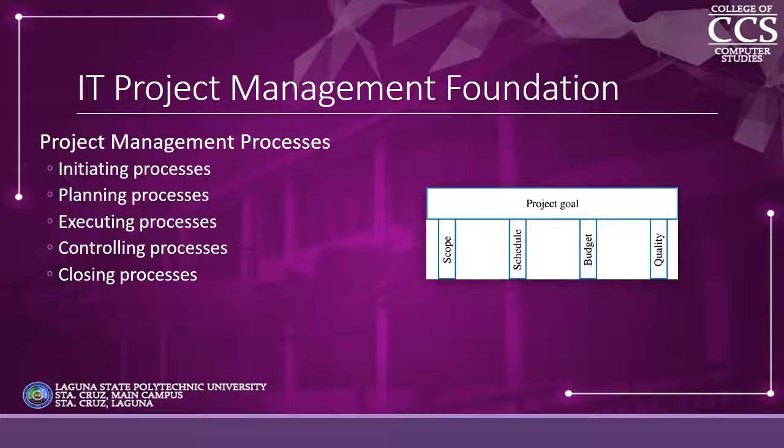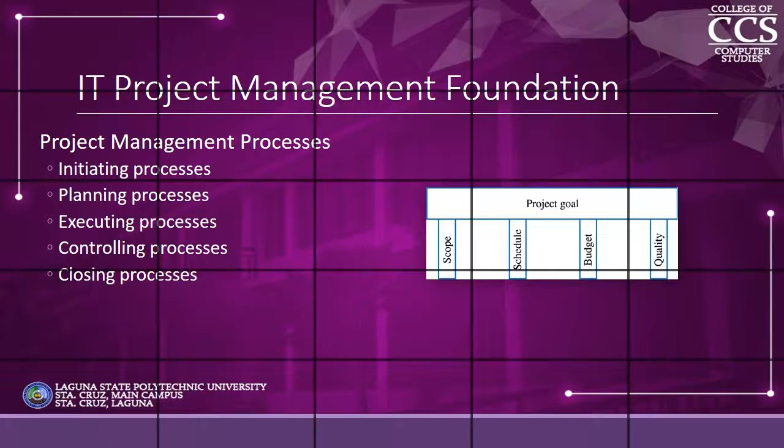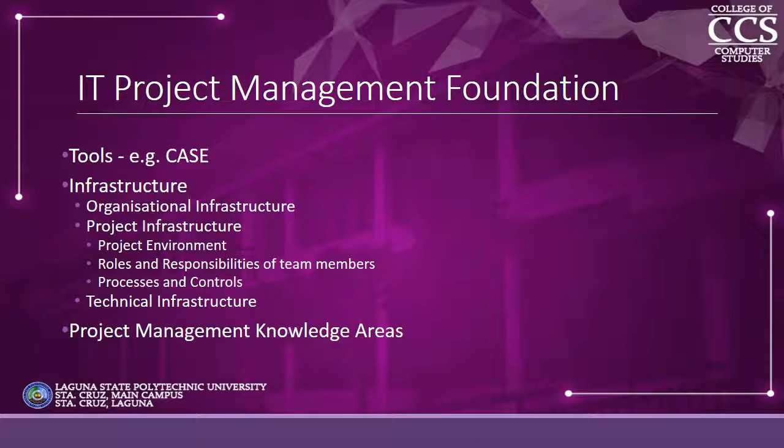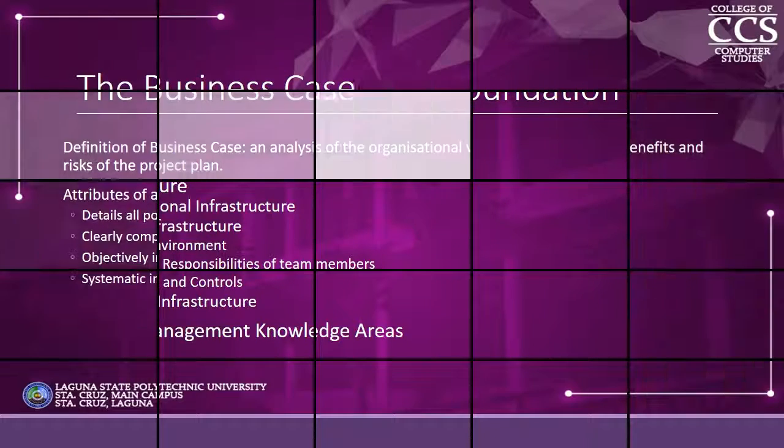IT Project Management Foundation. Project management processes are the following: initiating processes, planning processes, executing processes, controlling processes, and closing processes. Infrastructure. It has the organizational infrastructure. Project infrastructures include the following: project environment, roles and responsibilities of team members, processes and controls, and also technical infrastructure.